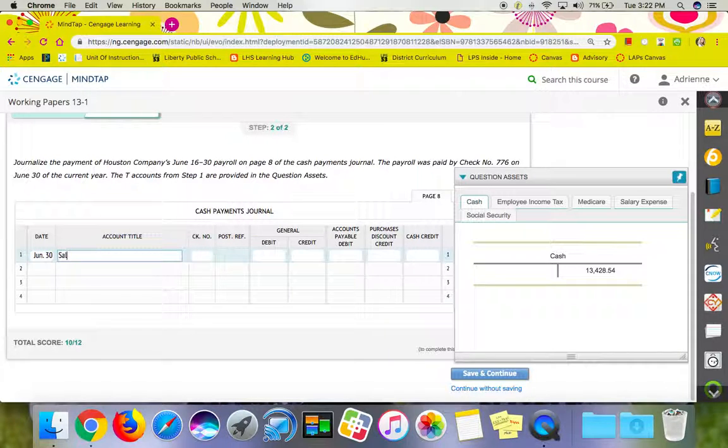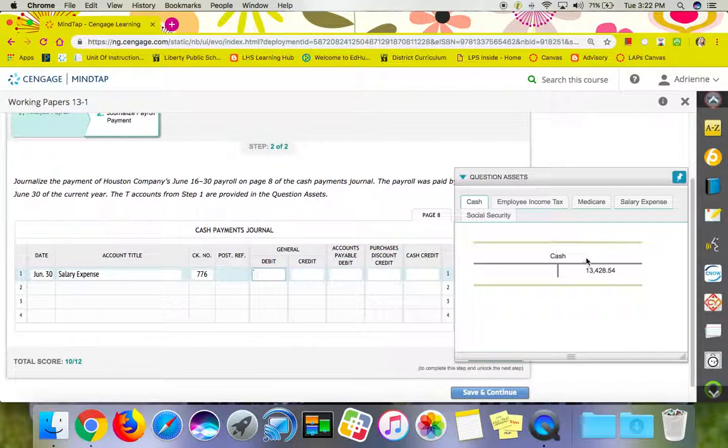This is how we set it up. So salary expense. The check number they wanted us to use was 776. Okay, so salary expense was a debit of 15,640. The next line, and you are always going to have to go into this in this order, is employee income tax payable. And that is a credit of 1,015.